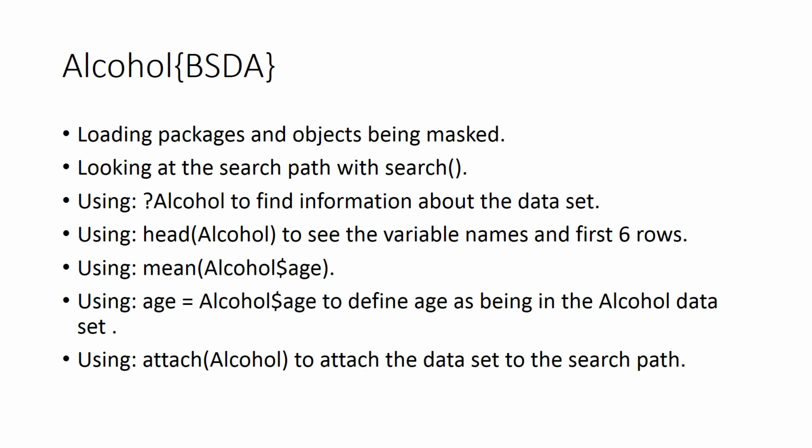This video covered several topics related to using packages and datasets, including loading packages and objects being masked, looking at the search path with the search function, using a question mark before a dataset to get information about the data, using the head function to see variable names and some of the data. We looked at 3 ways to tell R where to find a variable. First, using the $ operator to explicitly tell R the name of the dataset. Second, using the $ operator to define a new variable. Third, using the attach function to attach the dataset to the search path.